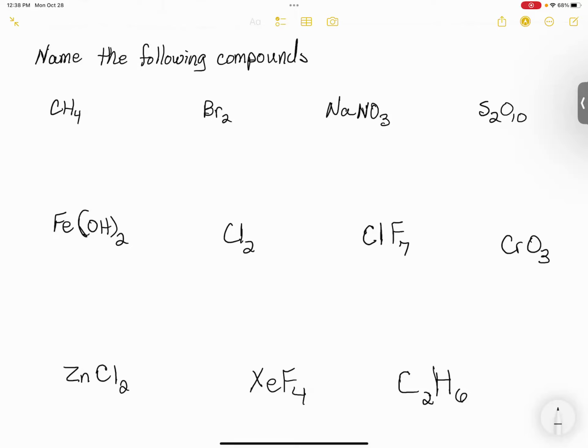This one is an alkane. That's why it ended in A-N-E. This one was an alkane. That's why it ended in A-N-E. I had to memorize both of those because they're not ones that you can use the prefix system with.